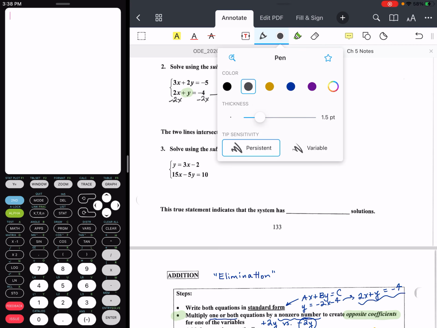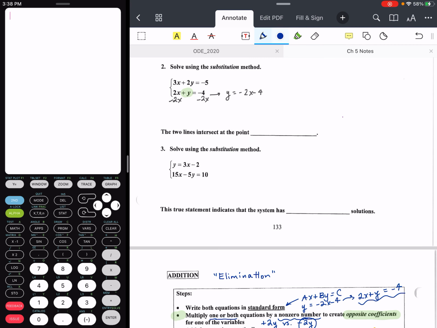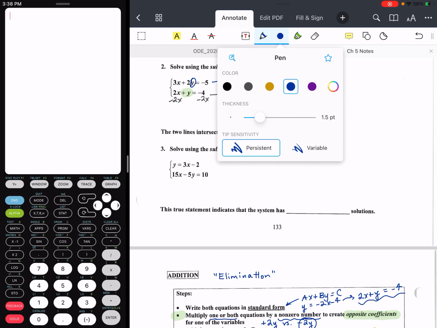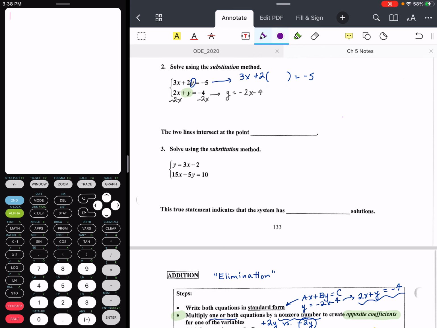And now because I did that with the second equation, I'm going to take the first equation and replace y with 3x plus 2 times, and then in place of y, there's my equals negative 5 on the right side. In place of y, I'm going to replace that with negative 2x minus 4.